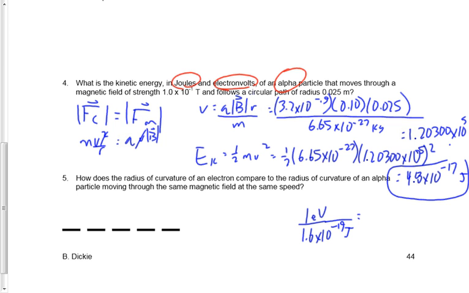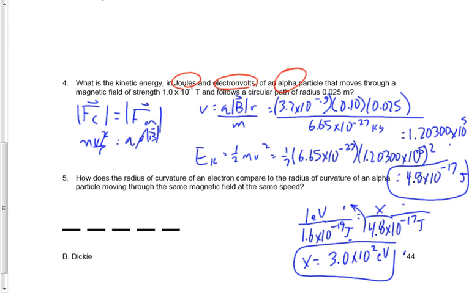If 1 electron volt is 1.6 times 10 to the minus 19 joules, then X electron volts is 4.8 times 10 to the minus 17 joules. This to this is the same as this to this. So we solve for X here. The 4.8 goes up by multiplying, and then we divide 4.8 by 1.6. It gives me 3.0 times 10 to the 2 electron volts. And there we go. Is that good?